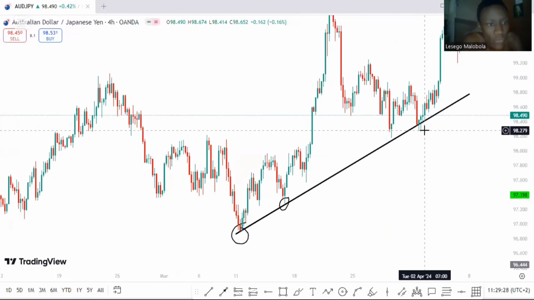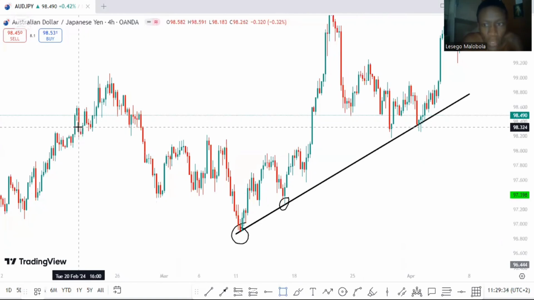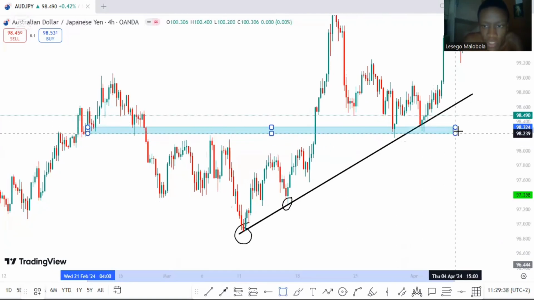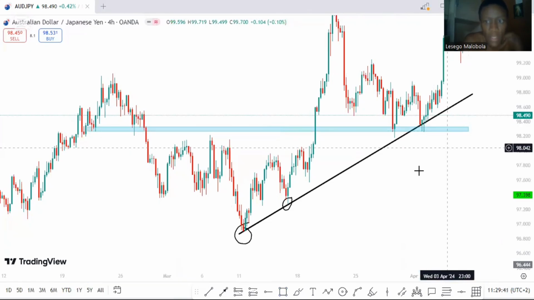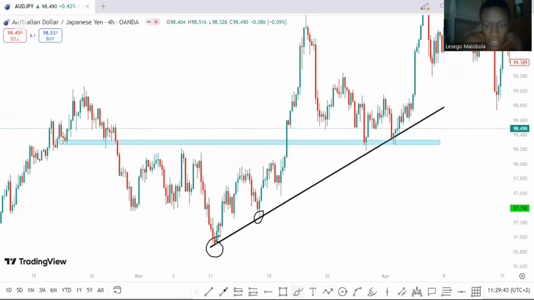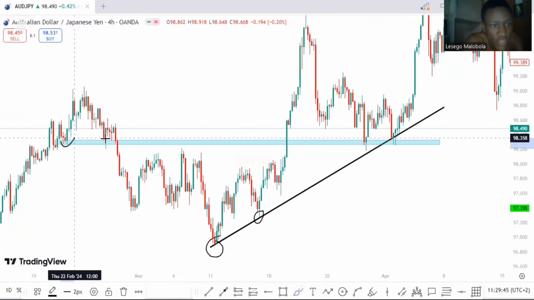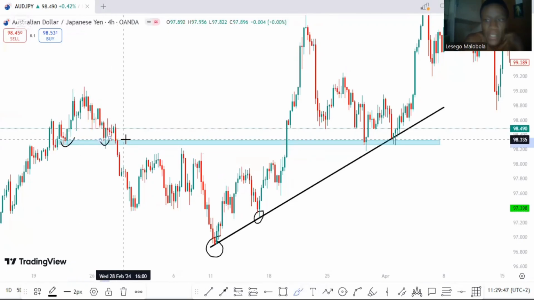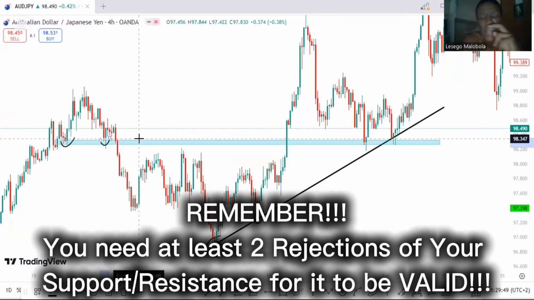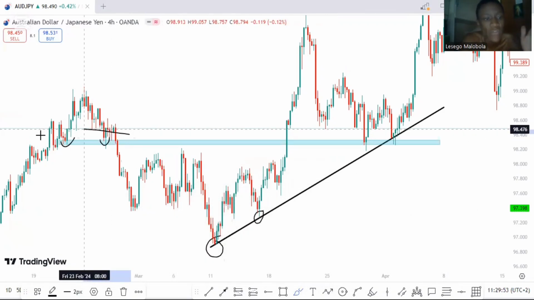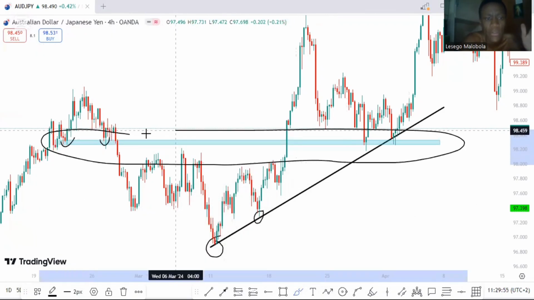So using other confluences of the strategy, in terms of support and resistance, we do have a support level right over here, right? Let me just stretch it so you can see. Why do I say that this support level is valid, guys? Because we can clearly see that price rejected here once, rejected here twice, right? You only need 2 rejections to confirm whether support and resistance is valid. In this case, you can see we have 2 rejections, making this support level a valid one.